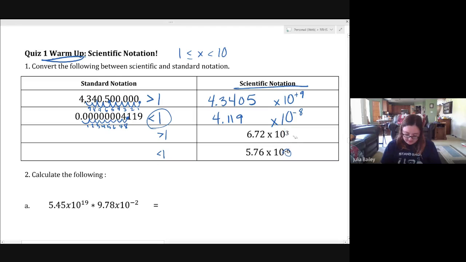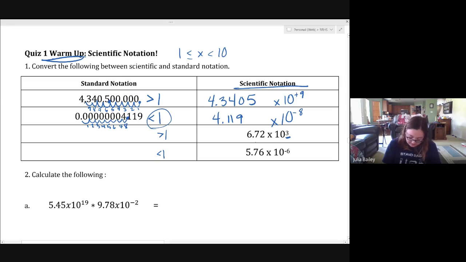So if I think about that, that means that for this 6.72 times 10 to the third, the 3 tells me I'm moving it 3 times. The fact that the 3 is positive tells me which way to move it. I need to make this number be bigger than 1. If I move it this way, that's going to make it smaller than 1. That would make it 0.6. That's smaller than 1. That's the wrong way to move it.